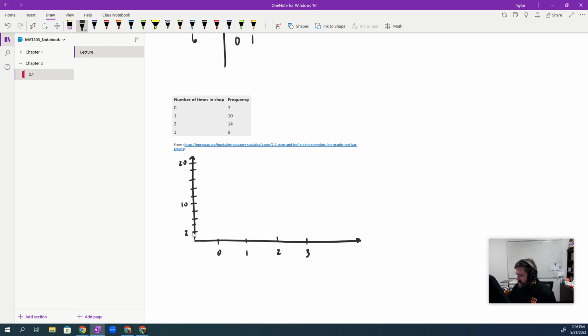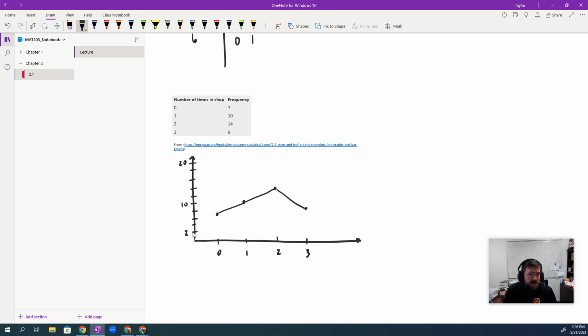All right, so 7, 2, 4, 6. So we have 7 here. And then for 1, where there was 10. And for 2, we're going to have 14. And then for 3, we've got 9. And then we're just going to connect.